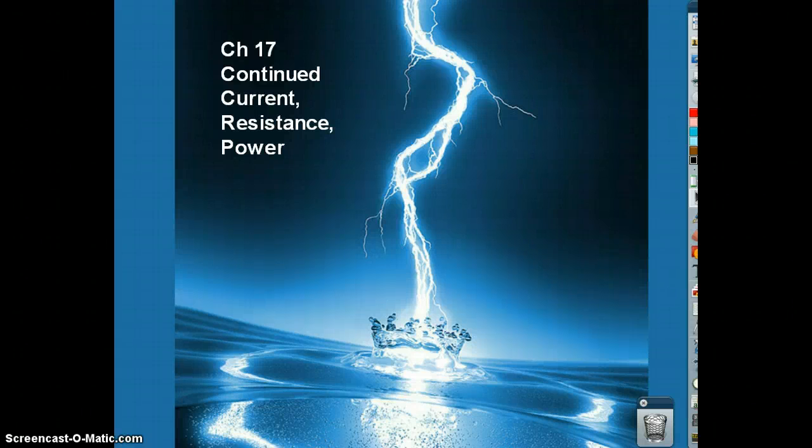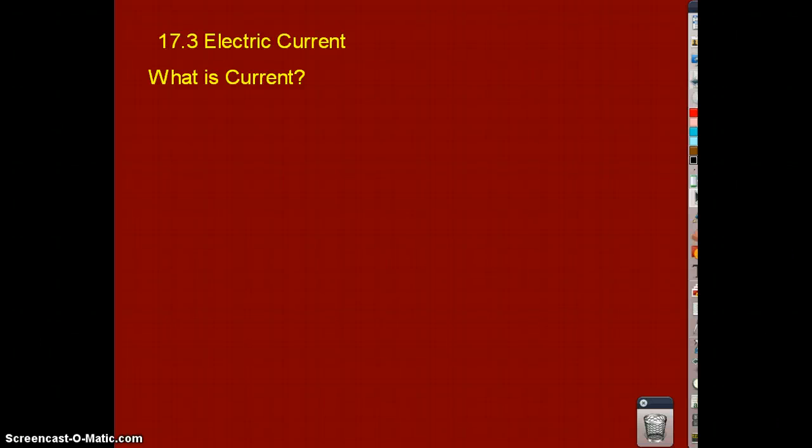Alright, here we are, continuing with current, resistance, and electric power. So, 17.3, electric current. What is electric current? Well, electric current is the flow of charge through a given area. Now we're going to start talking more along the lines of wires and circuits and things like that. Charge is our electrons moving through the wire.